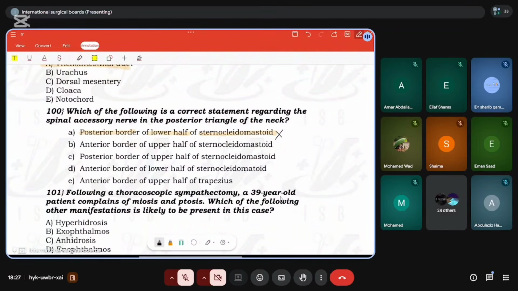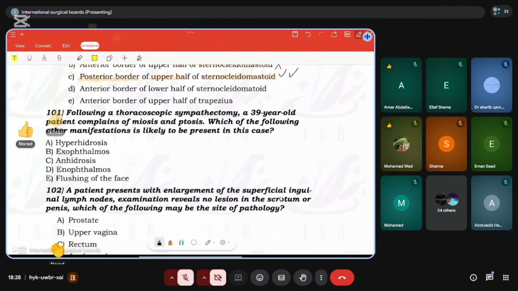Okay, anterior border, upper half sternomastoid. We agreed posterior border now. We're talking posterior triangle, so no. Then C, posterior border, upper half sternomastoid. Yes. Okay, so it is C, right? Simple. Life is very simple. Let's see the next one.